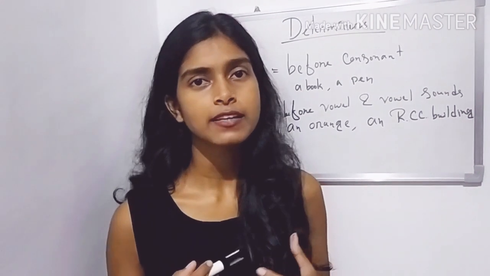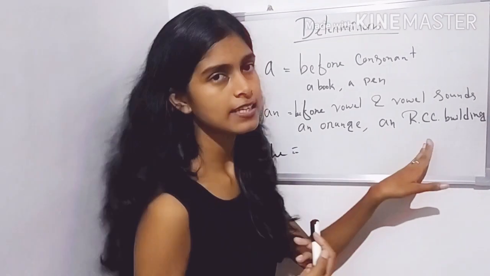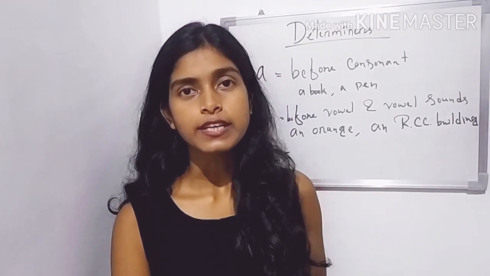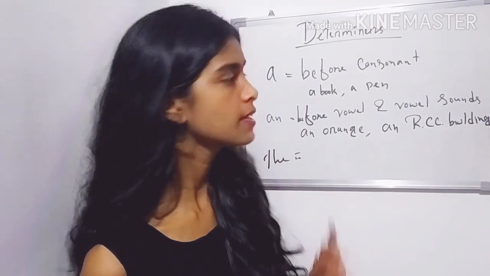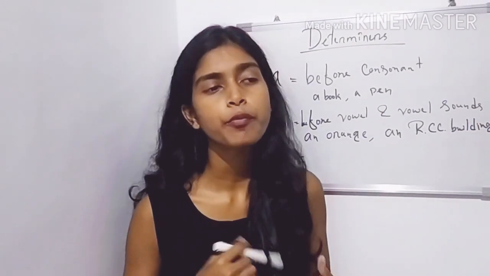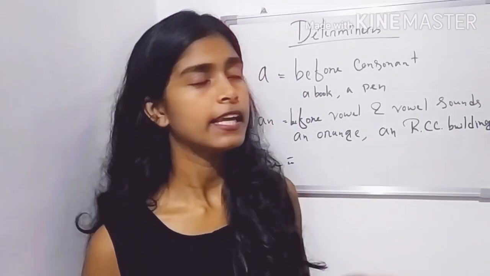while pronouncing R, we are taking the help of a vowel. So RCC building, NCC credit, these things you know already. And also where the H is silent, like hour, honest, in these cases we use an. When we point out something or make a specific statement, then we use the.